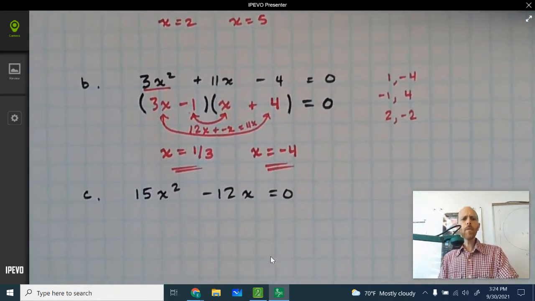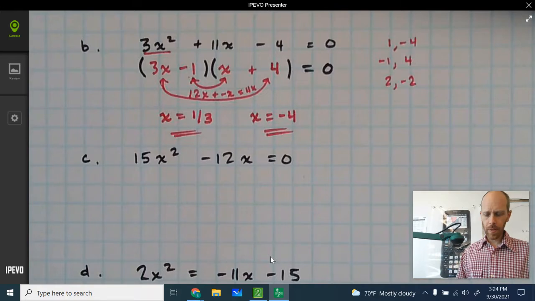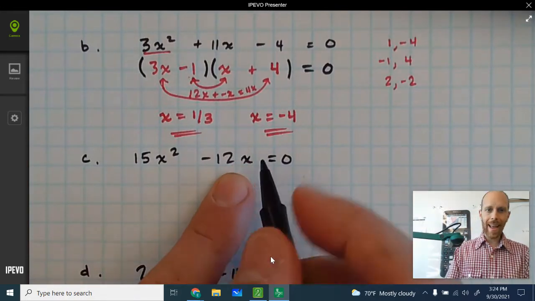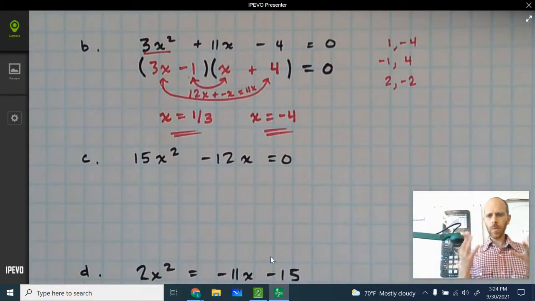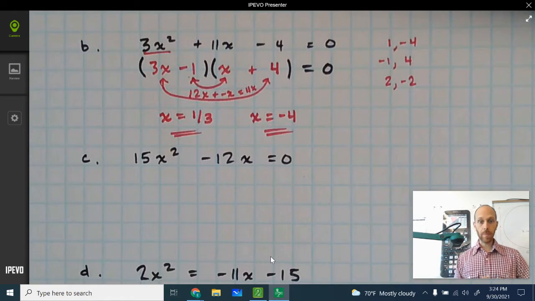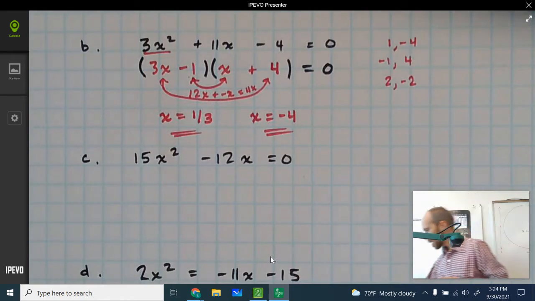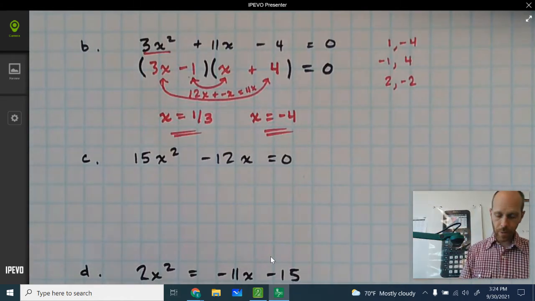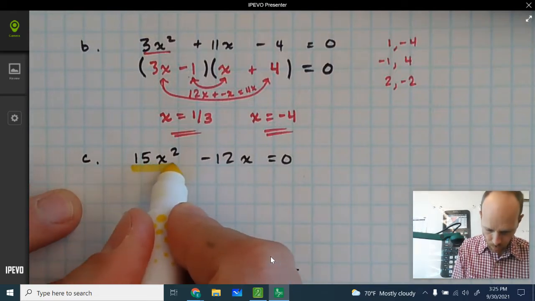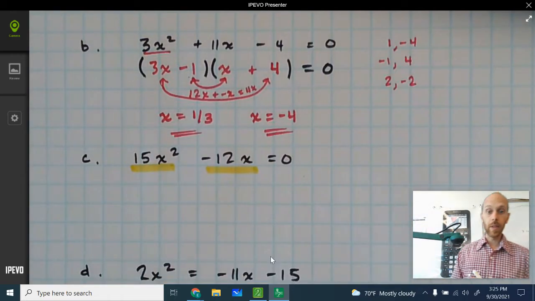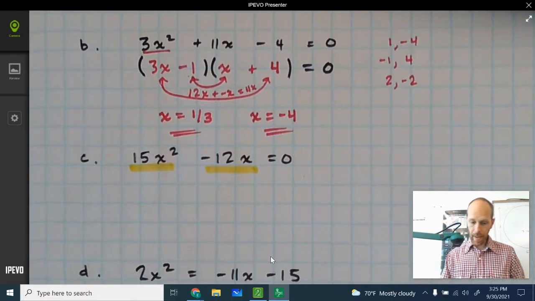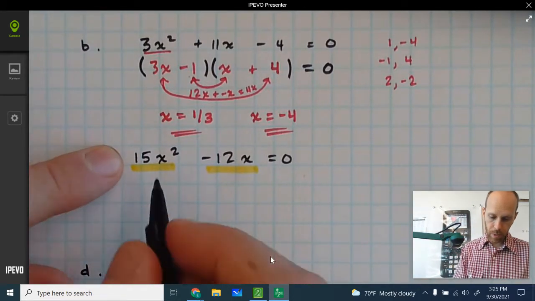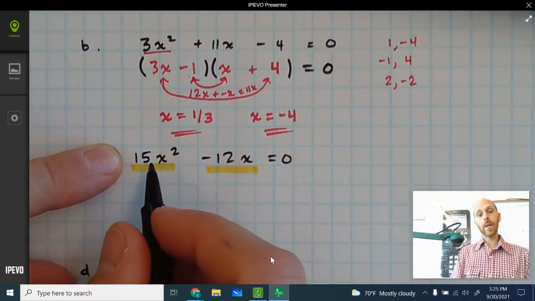All right, moving on to C. As we take a look at C, you'll notice that this one does not have a constant term on it. So the way that we approach this is going to be a little bit different. On C, instead of factoring a trinomial, what you want to do is look for a greatest common factor between these two terms. They have a numeral greatest common factor, which would be 3. You can take a 3 out of 15.